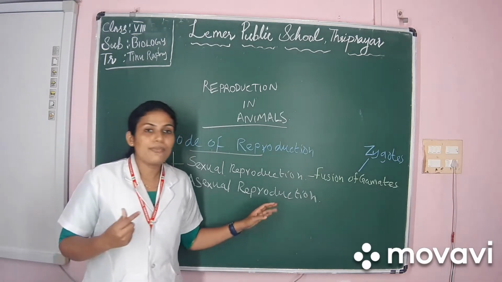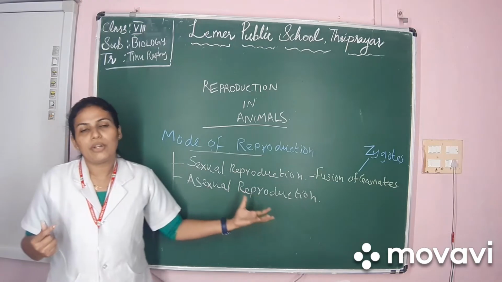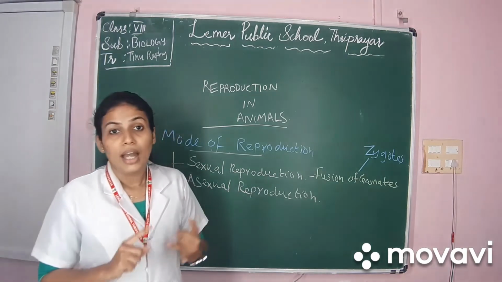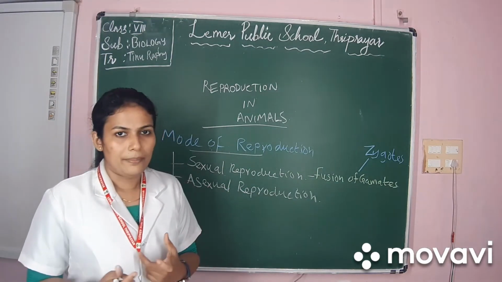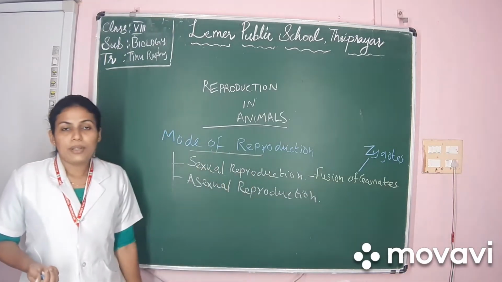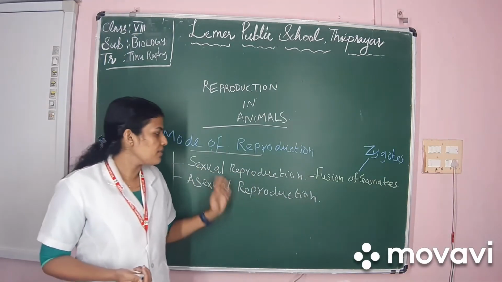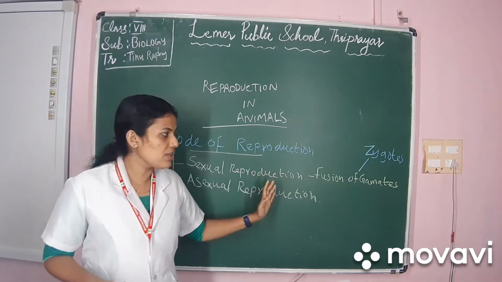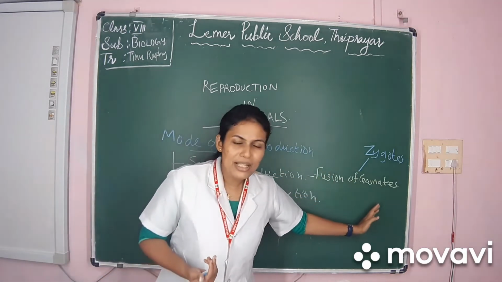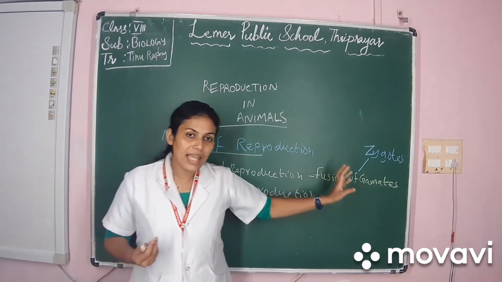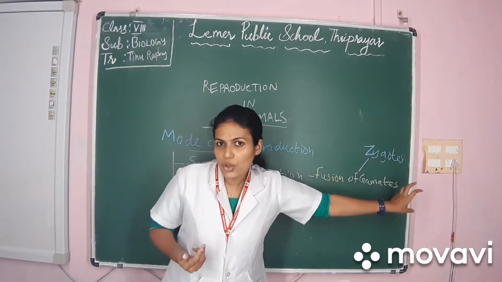Now, the examples for organisms that show asexual reproduction are Hydra, amoeba, yeast, etc. So we learned about two modes of reproduction. The first one is sexual reproduction. In sexual reproduction, fusion of gametes takes place and these gametes fuse to form zygotes.